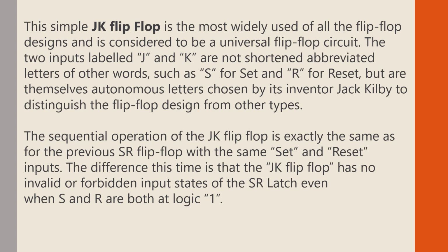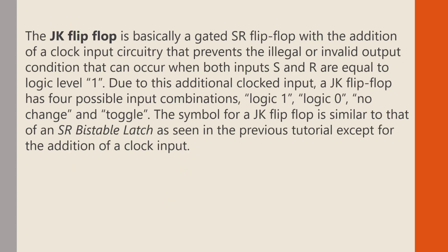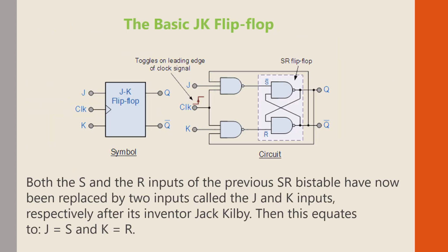The sequential operation of the JK flip-flop is exactly the same as for the previous RS flip-flop with the same set and reset inputs. The difference this time is that the JK flip-flop has no invalid or forbidden input states of the RS latch, even when R and S are both at logic 1. In the basic JK flip-flop, both the S and R inputs of the previous RS bistable have now been replaced by two inputs called the J and K inputs respectively, after its inventor Jack Kilby. Then this equates to J equal to S and K equal to R.